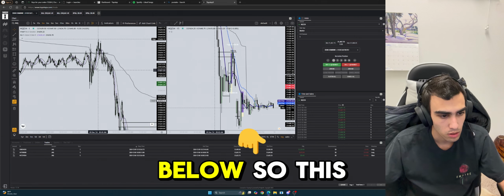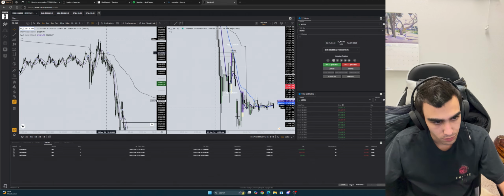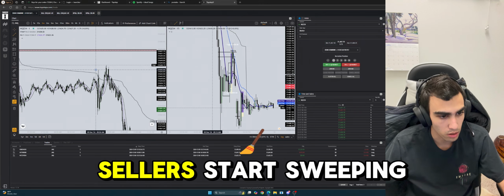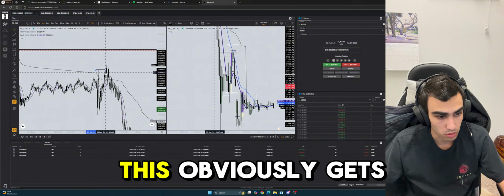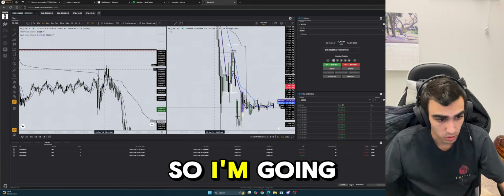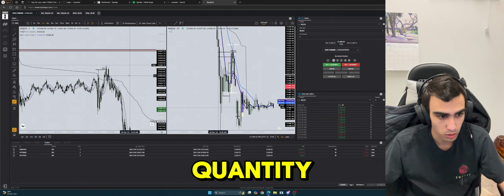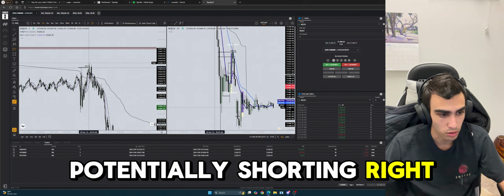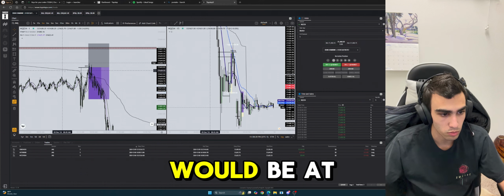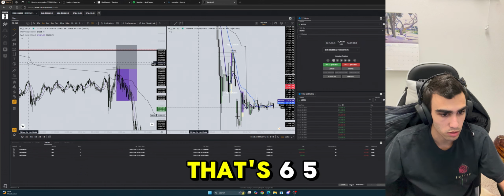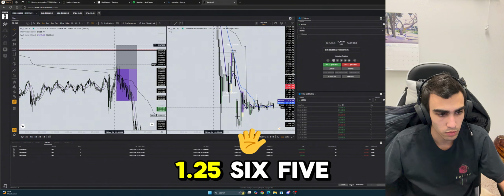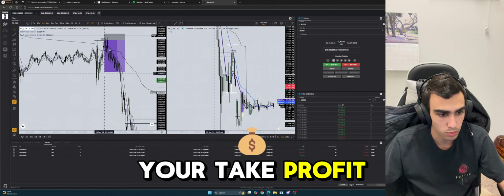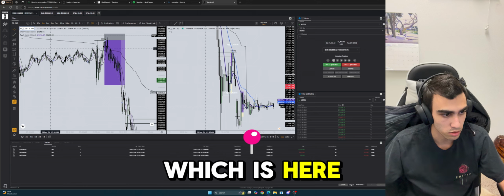We also broke below. So this right here is a minor buy side liquidity, which means once this gets seen, you can see sellers start sweeping into the sell side. This obviously gets seen and taken out. I'm going to do my dollar signs because that equals liquidity. That means there are a lot of sell orders at this high, which is where banks are potentially shorting. So you'd short here. Stop loss would be at the previous high, 651.25. That's your stop loss, and your take profit is the external lows, which is here.